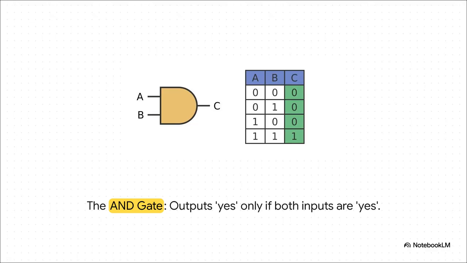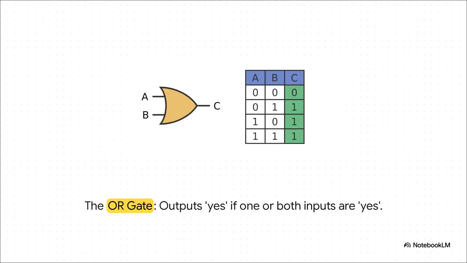This here is an AND gate. It's very strict. It will only output a 1, or turn on, if input A and input B are both 1. If either one of them is a 0, the output is always 0. Simple as that. Next up, we've got the OR gate. This one's a bit more relaxed. It will happily output a 1 if input A or input B is a 1. It doesn't need both. The only way you're going to get a 0 out of this one is if both of the inputs are 0.